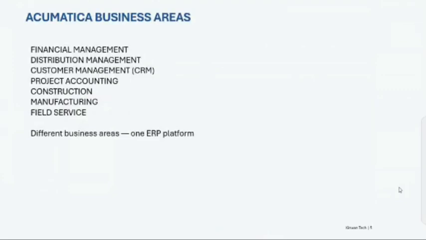These are some of Acumatica's business areas. One of them is finance management, distribution management, customer management, which is abbreviated as CRM, project accounting, construction, manufacturing, and field services. So different business areas are handled under one ERP platform. That's why Acumatica fits well as an ERP system.